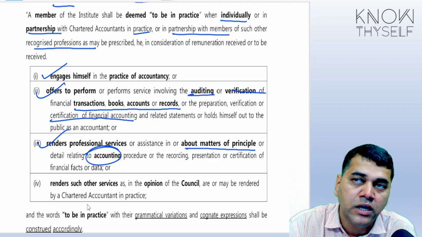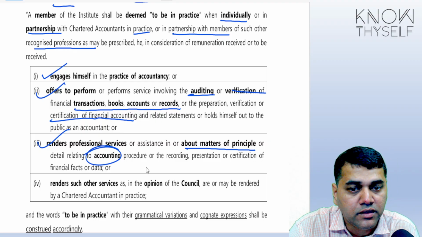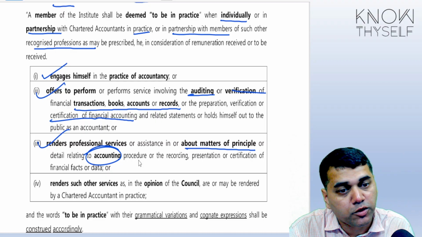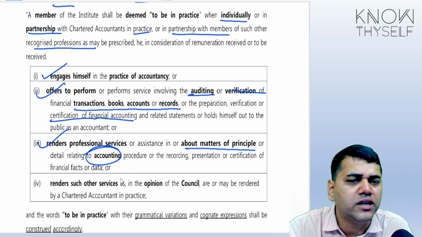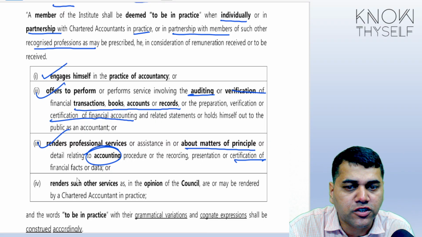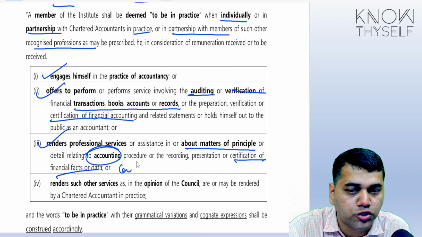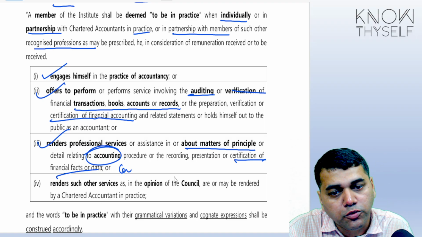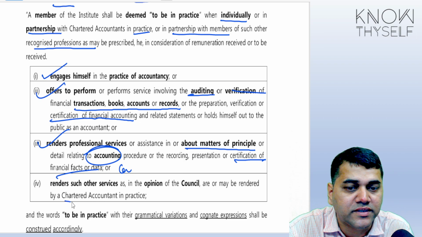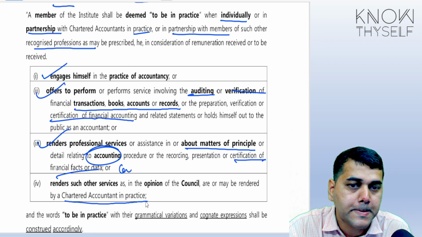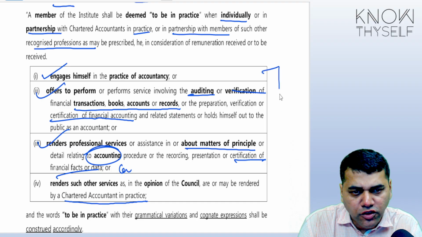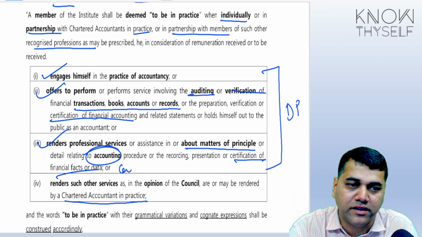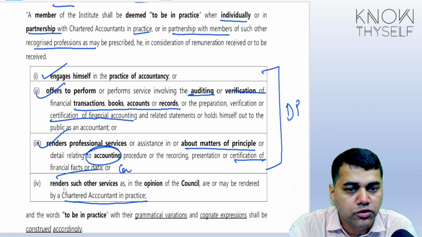So they will tell you how the interpretation has to be done, what type of accounting policies to be followed, which is the best policy to be adopted. They're more into consultation, certification of financial facts and data, like certificates you issue, or render such other services which in the opinion of the council can be rendered by a CA in practice. Now, if you are doing any of these activities, then you will be deemed to be in practice.